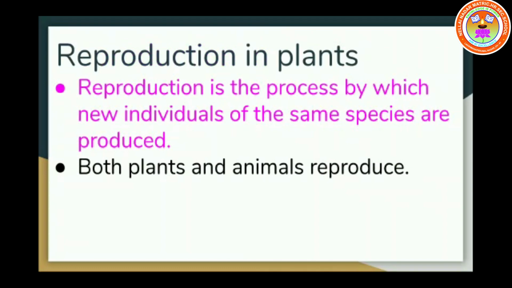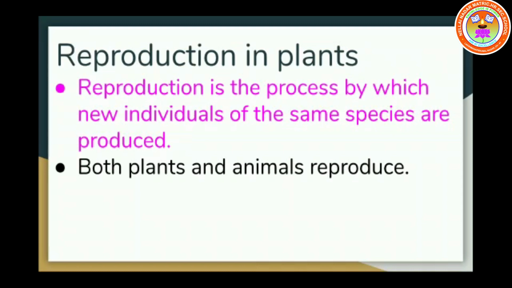Reproduction in plants. Producing young ones. Reproduction is the process by which new individuals of the same species are produced. Both plants and animals reproduce.